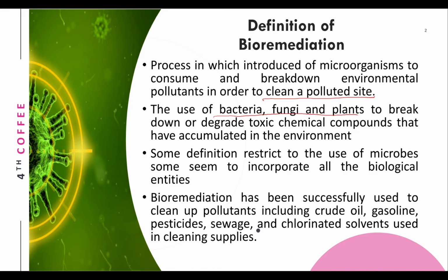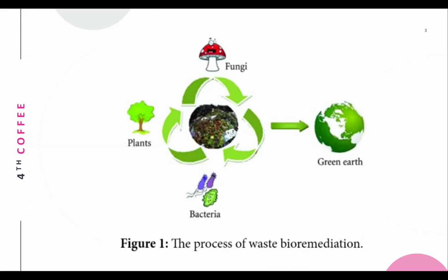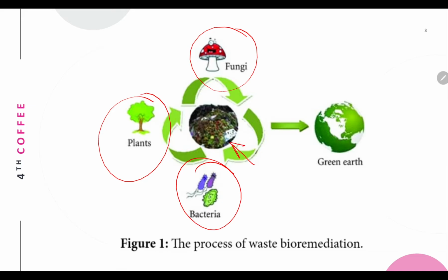So the success stories of bioremediation by using microorganisms, they can clean up the pollutants including the crude oil, gasoline, pesticides, sewage and chlorinated solvents in the cleaning supplies. This is a diagram showing the process of the waste bioremediation, where we can use fungi, plants and bacteria to clean up the polluted area, then towards achieving green earth.